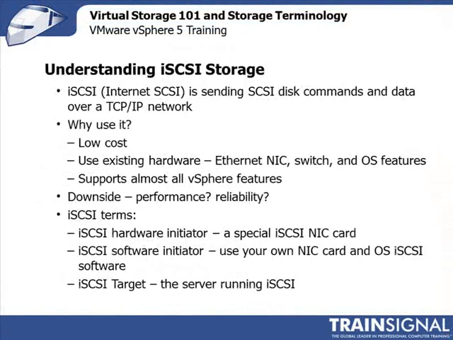All right, so let's recap iSCSI real quick. iSCSI, again, Internet SCSI, is sending SCSI disk commands and data over a standard TCP/IP network, right? So why use it? It's low cost, use of existing hardware, as we've been talking about. You've got Ethernet and NICs, you've got your switches, you've got your OS features, and so on and so forth. It supports almost all vSphere features. Everything you can do with fiber channel, you can almost do for the most part with iSCSI.